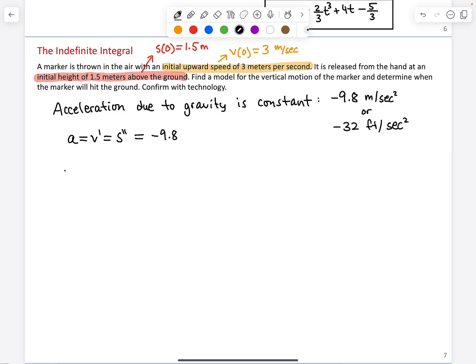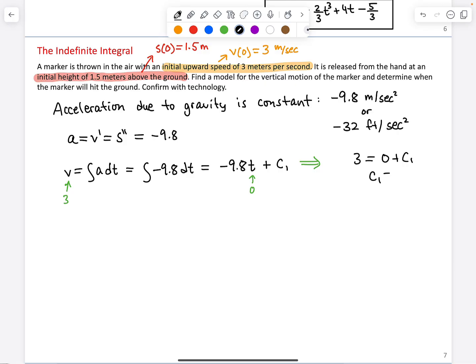So let's work backwards. Velocity will be the integral of acceleration with respect to time. So we're going to integrate a constant. This will give me negative 9.8 times the independent variable t, and then plus some constant. I'll call this c1. And now we plug in 3 for velocity at the same time that I plug in 0 for t. So that gives me that 3 must be equal to 0 plus c1, so c1 must be 3. So my velocity function is specifically negative 9.8t plus 3.